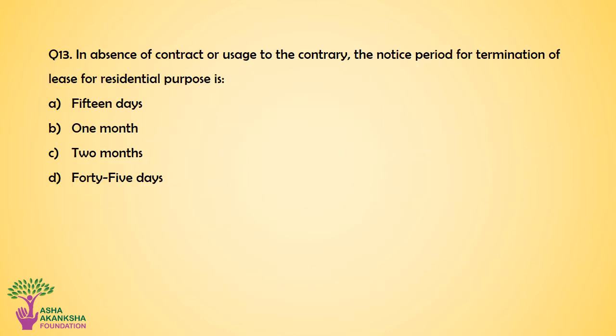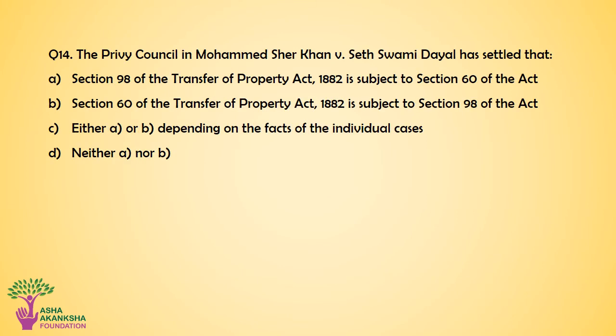Question number 13. In absence of contract or usage to the contrary, the notice period for termination of lease for residential purpose is option A, 15 days, option B, 1 month, option C, 2 months, or option D, 45 days. The correct answer for this question is option A, 15 days.